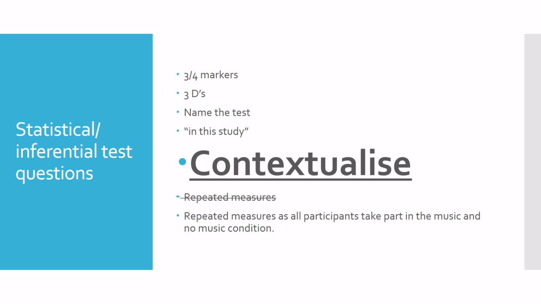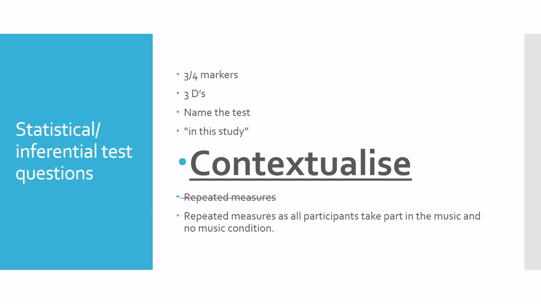Key things. So for these questions, it's generally 3 or 4 marks. So it's either they used the Wilcoxon test, why did they use it? Or it's 4 marks, identify the test you would use and explain why you'd use it. But you've got all of those skills already. So you would identify the test, and then it's the 3 Ds: difference, design, and data.